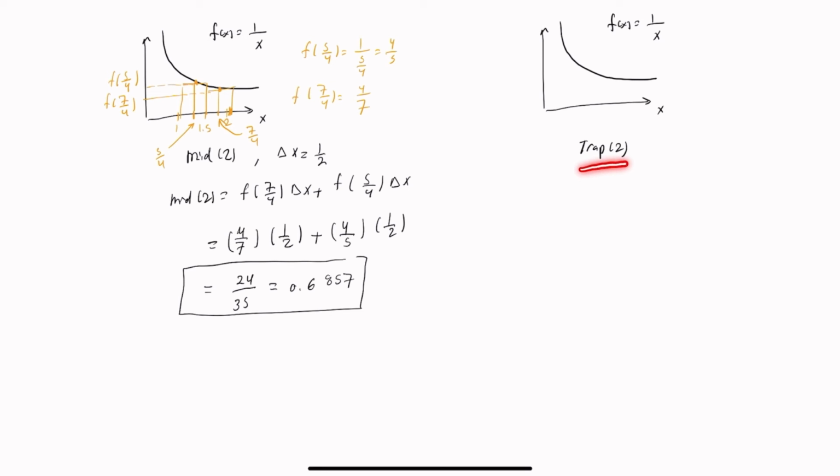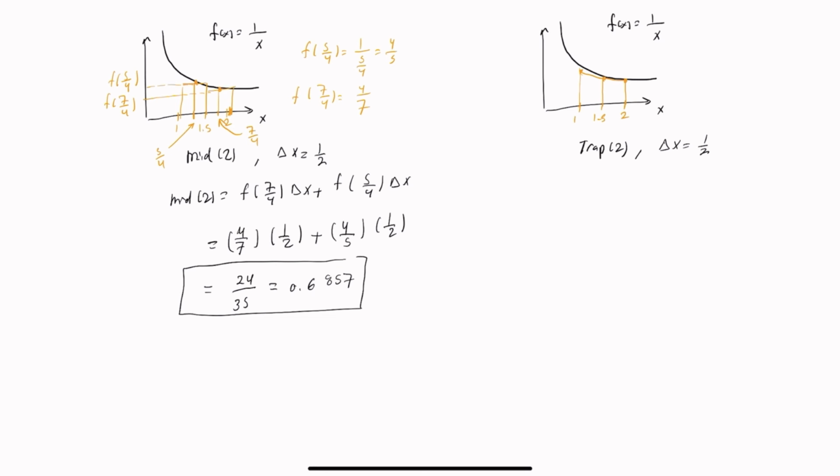Now let's move to trap of 2. Note in here that delta x is the same since the sub-interval is the same. So to draw trap of 2, first we need to notate our interval, which is going to be from 1 to 2, and then the midpoint is going to be 1.5. So first, we're going to draw this straight line from each point in here. Then I'm going to mark these, and then I'm going to connect these by a line. So that's how we draw this estimation.